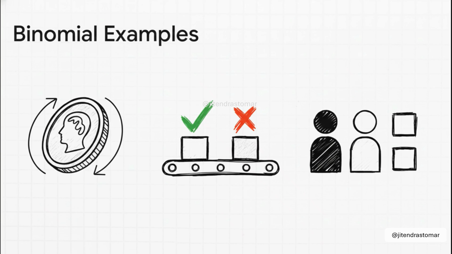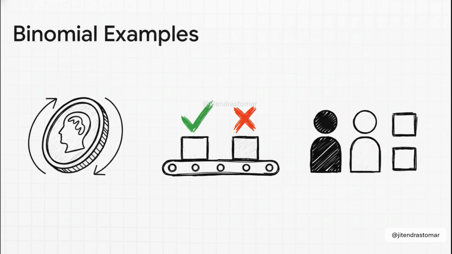Are you flipping a coin? That's binomial. Are you on an assembly line checking if a product is defective or not? That's binomial too. Or what about a simple survey where customers either prefer brand A or brand B? You got it. If there are 2 possible outcomes and a set number of trials, it's a job for the binomial distribution.